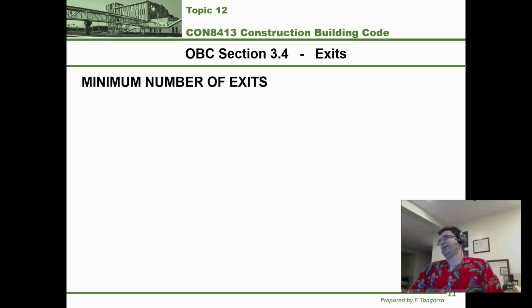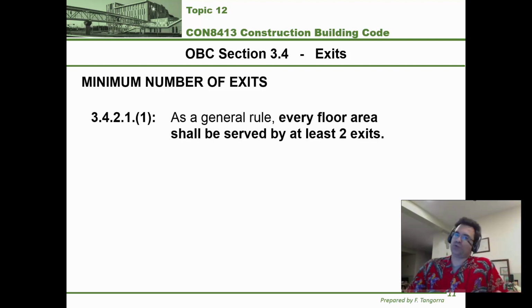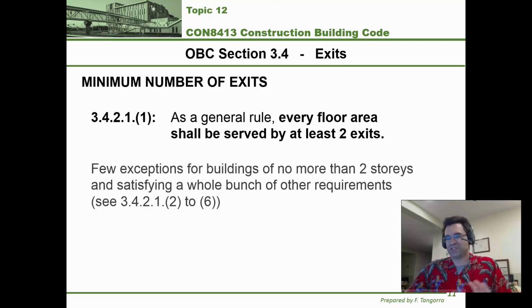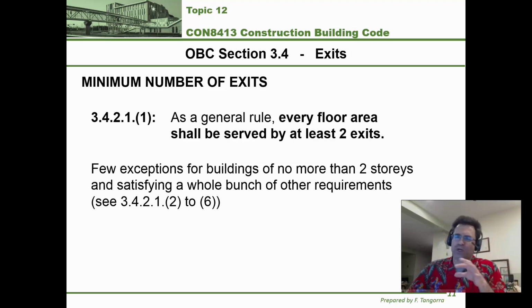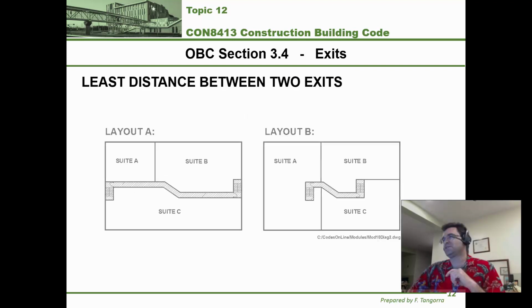How many exits does Part 3 say that a Part 3 building must have? Well, as a rule of thumb, according to sentence 3.4.2.1, 2. Okay? But there are some exceptions that relate to less than 2 stories or up to 2 stories and a whole bunch of other stuff. I've written that link here, and also go check that in the building code because it's written in your course notes. You're expected to know the exceptions.